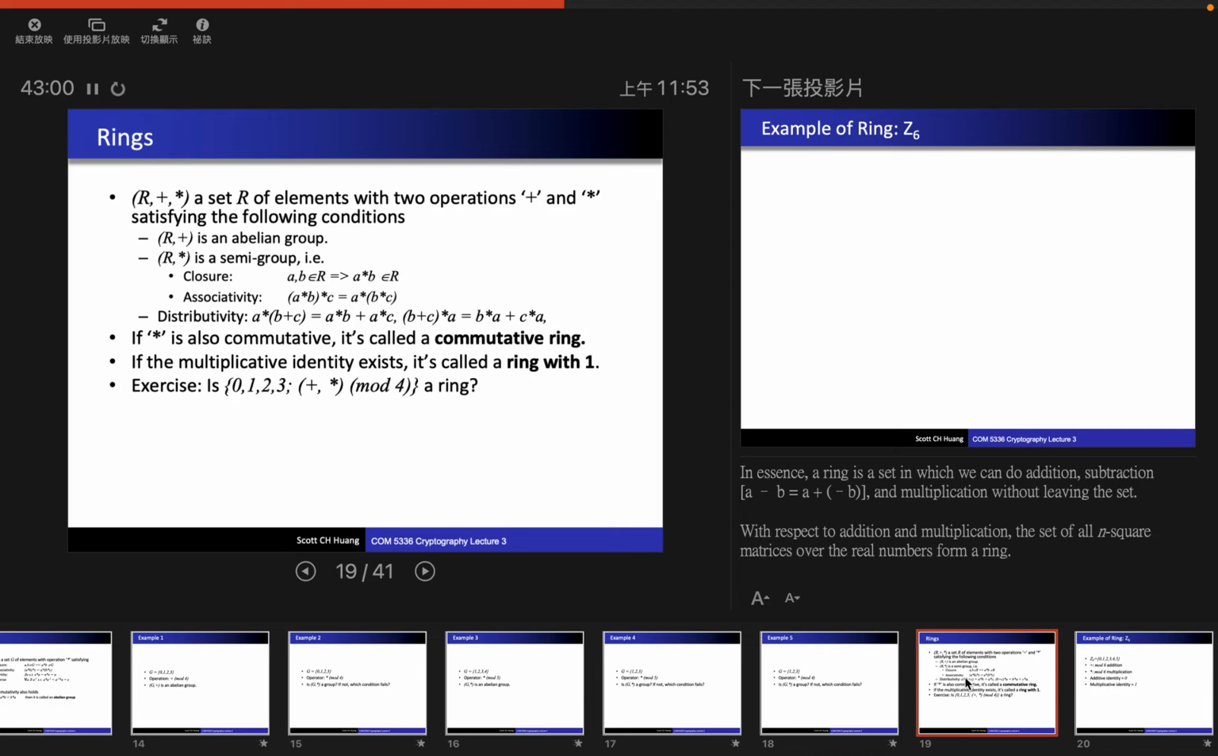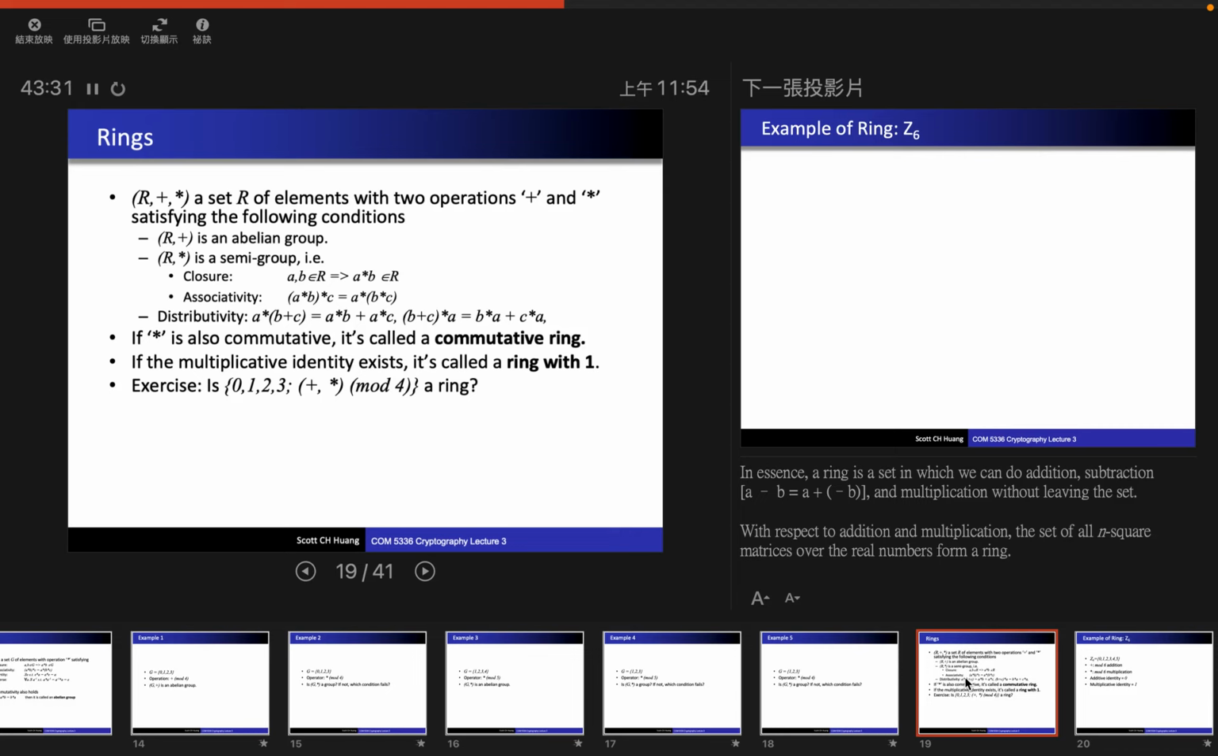So these two operators are not created equal. There's one of them that behaves better, is well behaved. The other is a little relaxed. Mathematicians found that a lot of the things we are familiar with satisfy these rules. Actually, the template for rings is the set of integers.